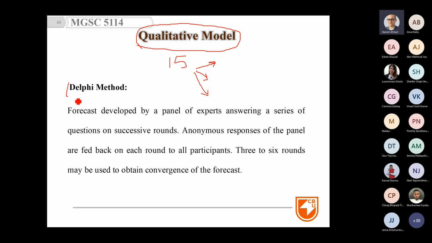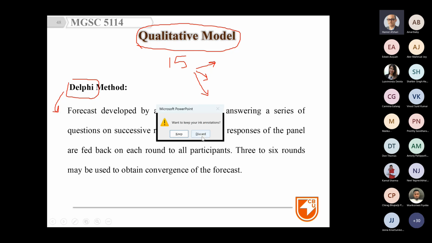And Delphi method is the most famous one. I have explained the procedure for that here, and I have made a video for that as well. Please have a look at the videos uploaded under the Moodle page of this course. I think that's it.